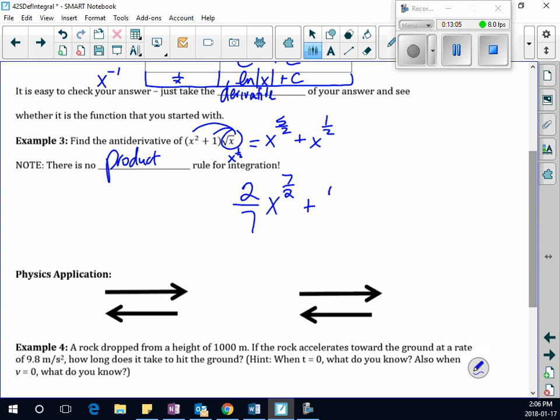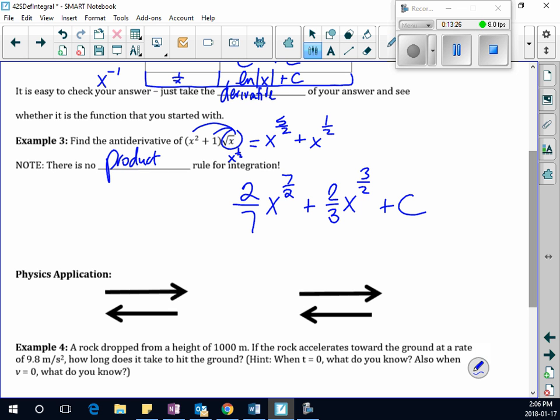Sorry, 3 over 2, so 2 over 3, x to the power 3 over 2. And don't forget the constant. Don't forget the constant. Yes. And then you'll lose marks, right?